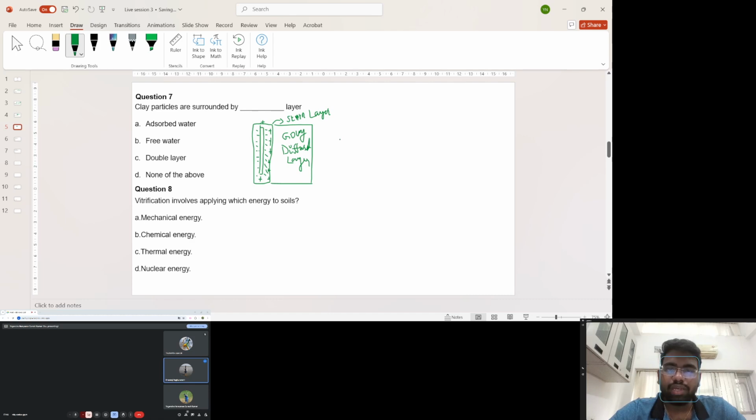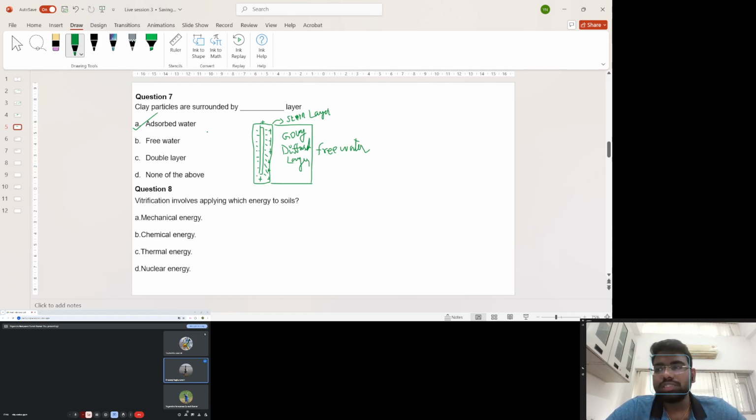So when you compare these two, further away is free water. So this is how, schematically, the surrounding of the clay mineral looks like. When you combine these two, it is known as the diffuse double layer. When you dissect it, first is the Stern layer or adsorbed water, second is the diffuse layer, and third is free water. So as you rightly mentioned, the option is adsorbed water.